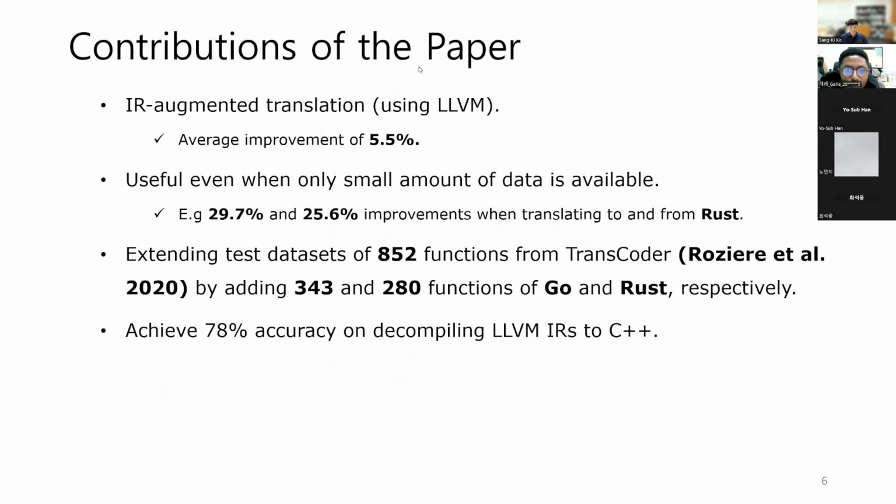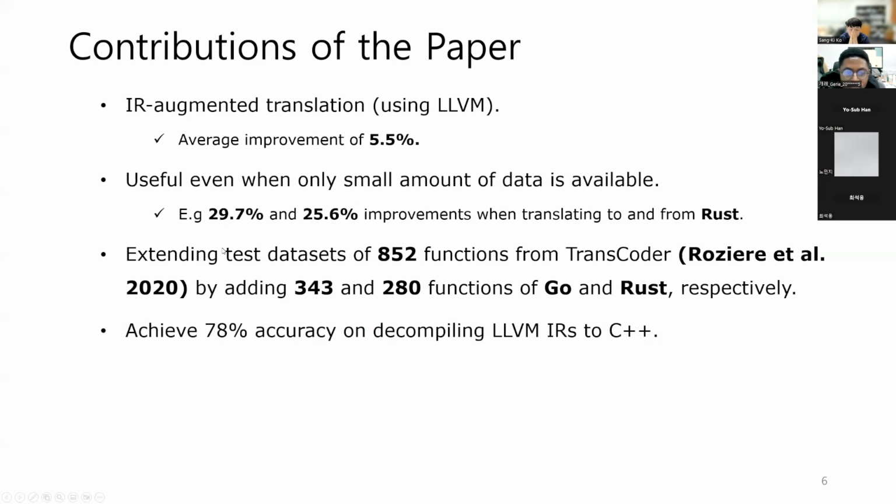The contributions of this paper can be seen in this way. First, IR-augmented translation has improved translation by 5.5% on average across all the programming languages considered, especially in the low data resource case of the Rust programming language. In this paper, Rust has low data resources, so it has a good improvement in translations.